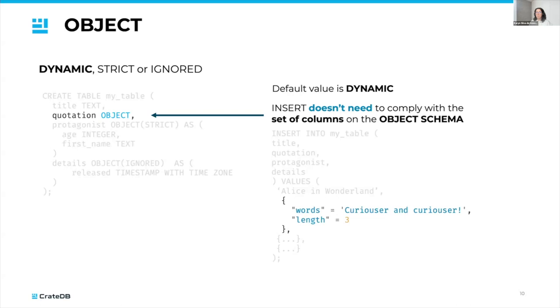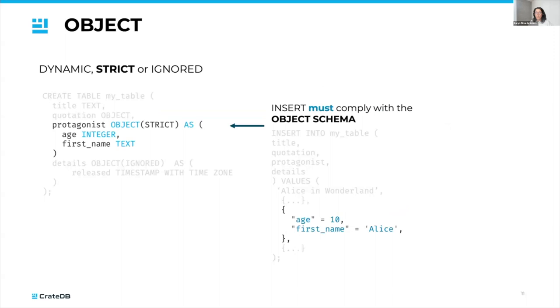Let's move on to the strict. Well, the strict column policy is less flexible than the dynamic, of course. It requires the object to conform to the subcolumn list. So in this case, you see we already have age and first name as integer and text, and it is already defined inside this object, right? So if you try to insert a new record with an extra column here, it will not work. It will give an error and you will not have this new record inserted.